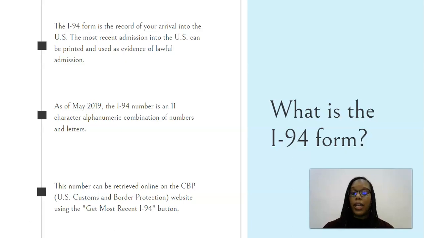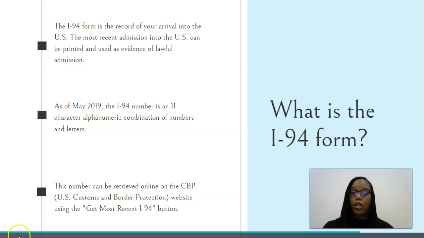As of May 2019, the I-94 number is an 11-character alphanumeric combination of numbers and letters. This number can be retrieved online on the CBP, or US Customs and Border Protection, website using the Get Most Recent I-94 button. I will make sure to put a link in the description box below so you can go ahead and get your most recent I-94 record there.